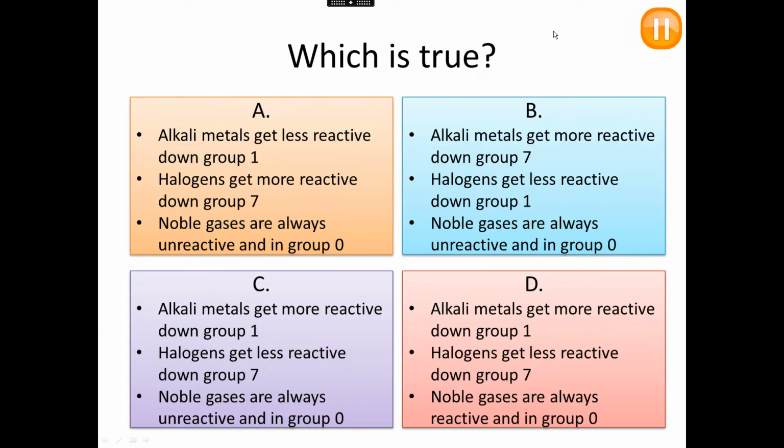Right, hinge question time. Pause the video and decide which of these answers is true. Is it A, B, C, or D? Pause it now. Here we go with the answer. The answer is C. Alkali metals get more reactive down group 1. Halogens get less reactive down group 7. Noble gases are always unreactive and in group 0.